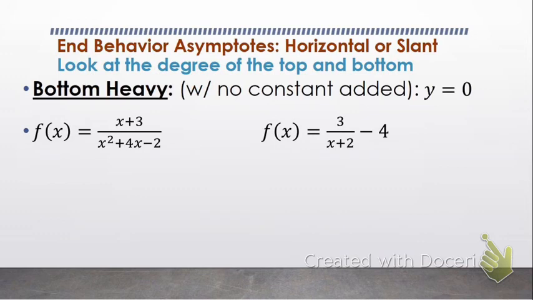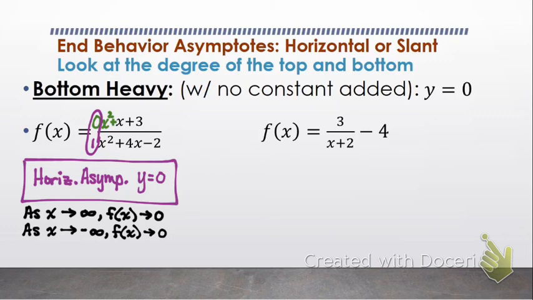All right, let's look at when our functions are bottom heavy, so different degrees, not equal degrees. So bottom heavy with no constant added, that means y is going to be 0. So that is the situation here. If you think about it, it makes sense because this is 0x squared plus x. So then if I do the ratio of the numerator to the denominator, when I'm comparing equal powers, I have 0 over 1. So my horizontal asymptote would be 0 here.